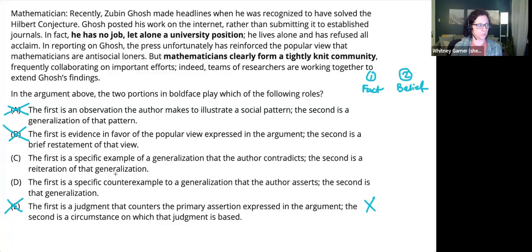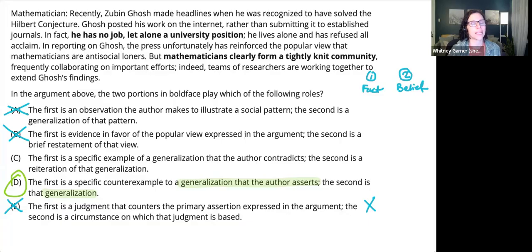We have to move, right, to how the two pieces relate. The second is a reiteration of that generalization. So is the second a reiteration of the generalization that the author contradicts, or is it the generalization that the author asserts? Turns out that the second is the generalization that the author asserts. So it's actually answer choice D.